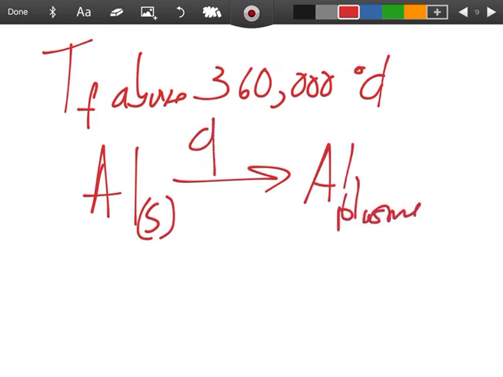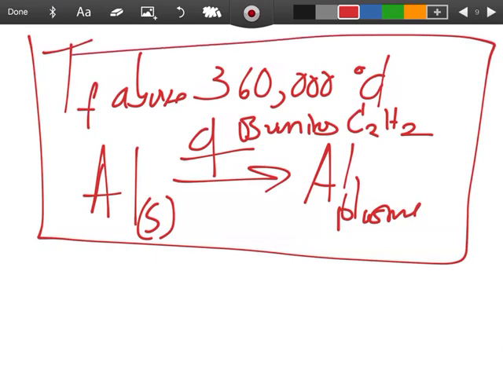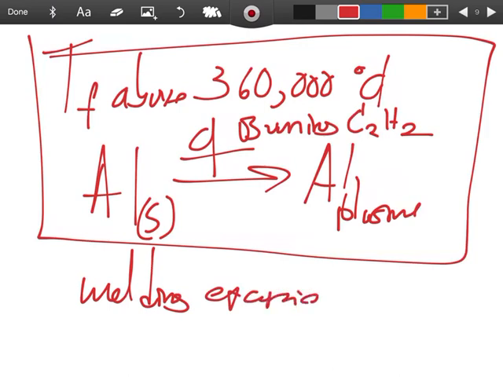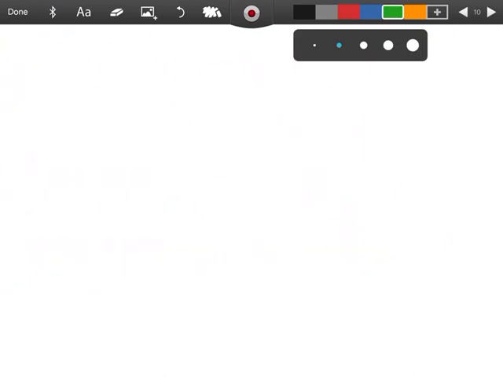if I apply all the heat from burning the C2H2. And of course, if we perform this experiment in a welding exercise with any blacksmith that you know, you're going to see that is not the case. So is the model wrong? No, absolutely not. It's just a special consideration.